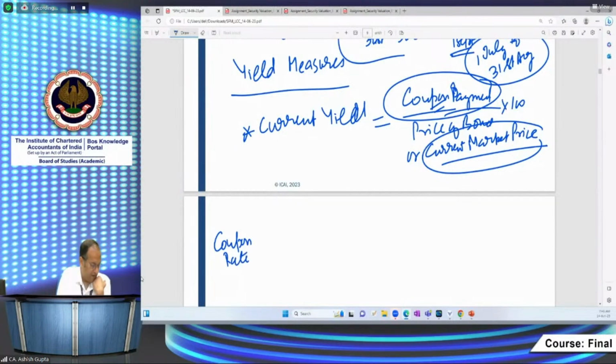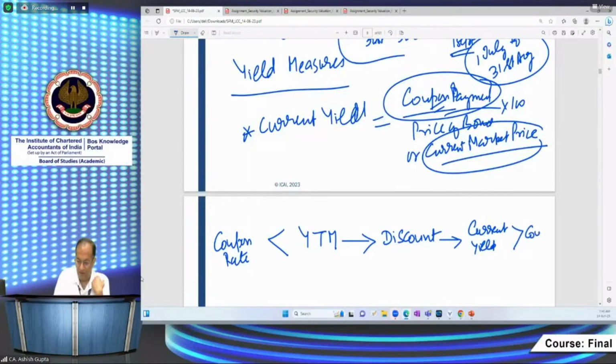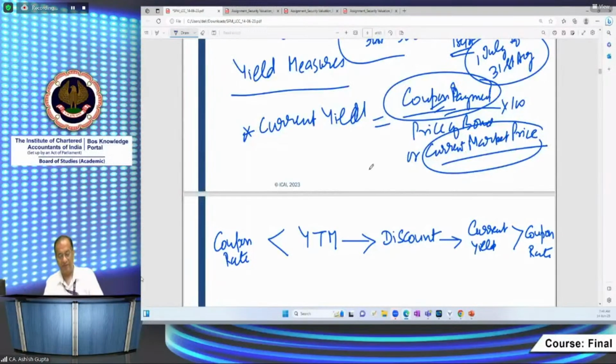Now, if my coupon rate is less than YTM, it will be at a discount. If it is at a discount, then my current yield will be greater than the coupon rate. Because if my coupon rate is less than YTM, the price will be at a discount, and when the price is at a discount, my current yield will be higher than the coupon rate, because I am getting the bond at a discount.